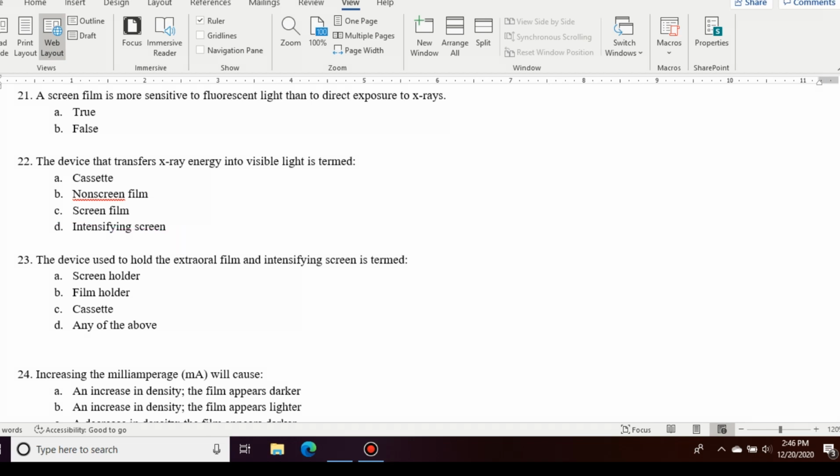23. The device used to hold the extraoral film and intensifying screen is termed A, screen holder, B, film holder, C, cassette, or D, any of the above. Correct answer is cassette.